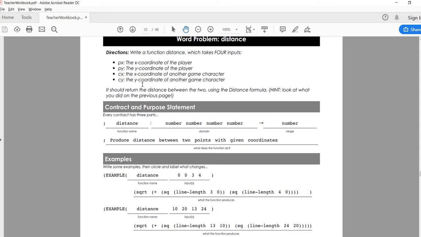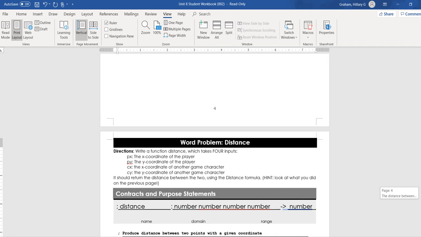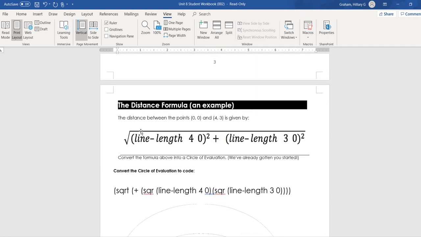The reason we're doing this instead of just line length is because most likely this is a diagonal line that we're going to have to find the distance for, and that just isn't going to work. So for example, if we had a player at 0, 0 and another danger at 3, 4, and you can imagine how that would look, how are we going to write that in some code? Looking back at the distance formula in your packet, we would need to plug in something like the line length of 4, 0 squared and something like the line length.